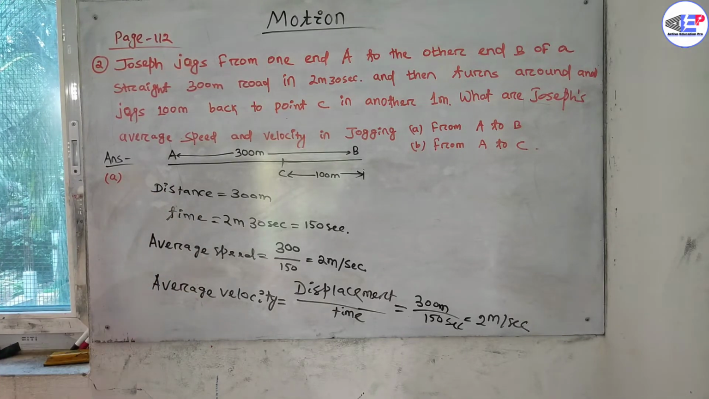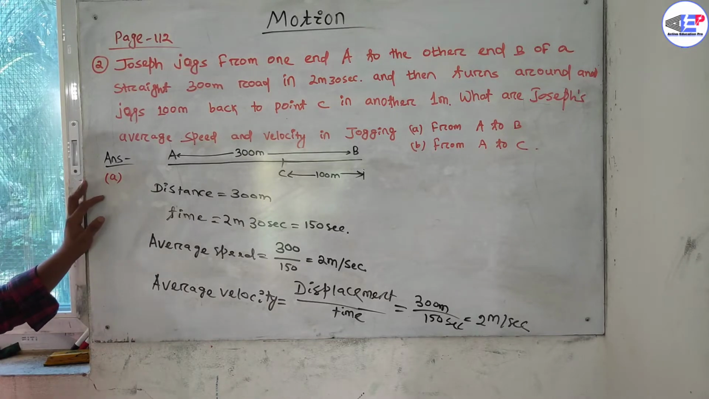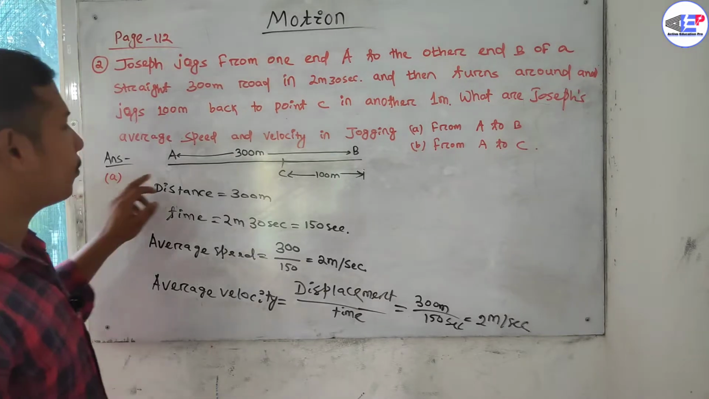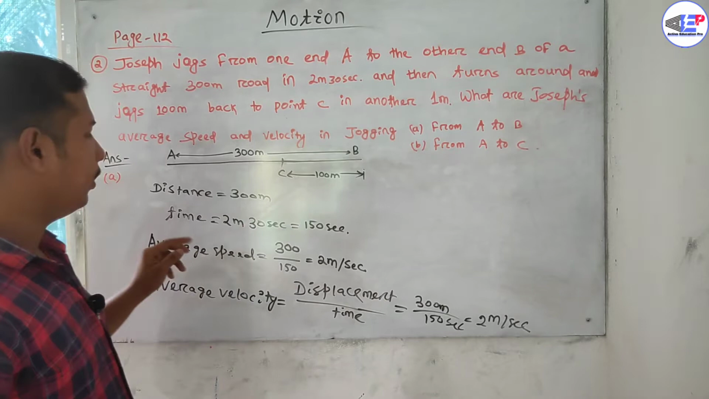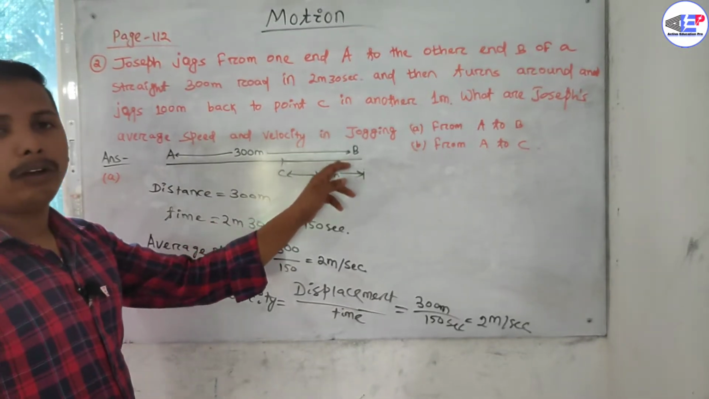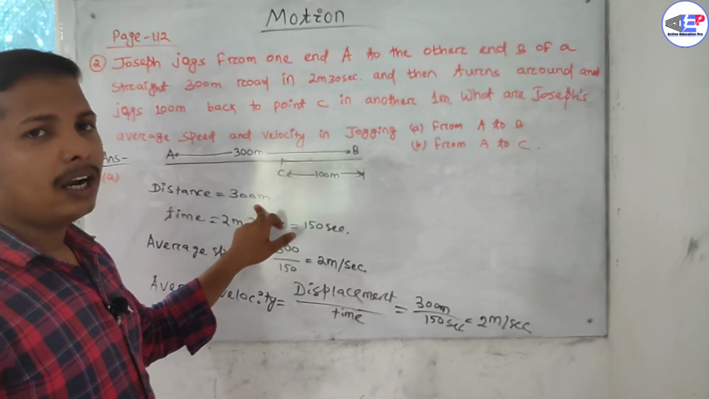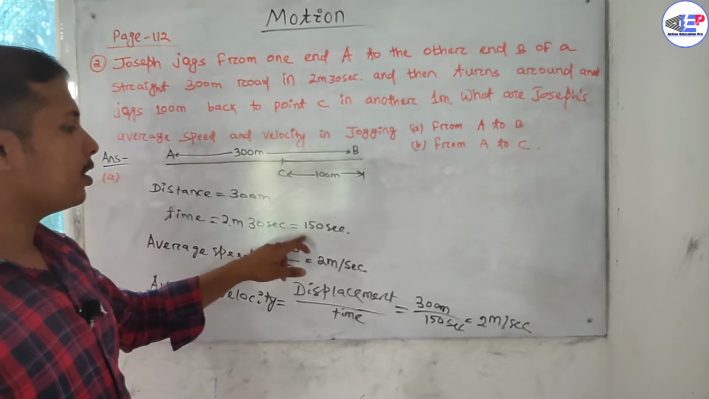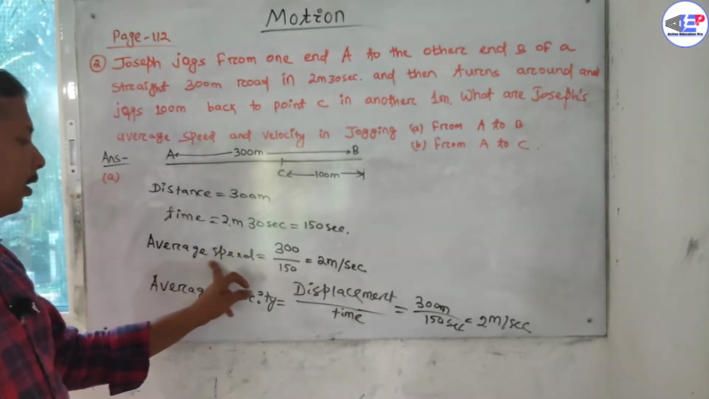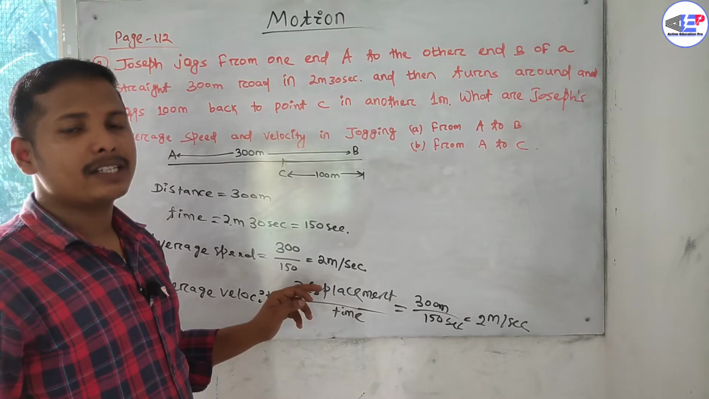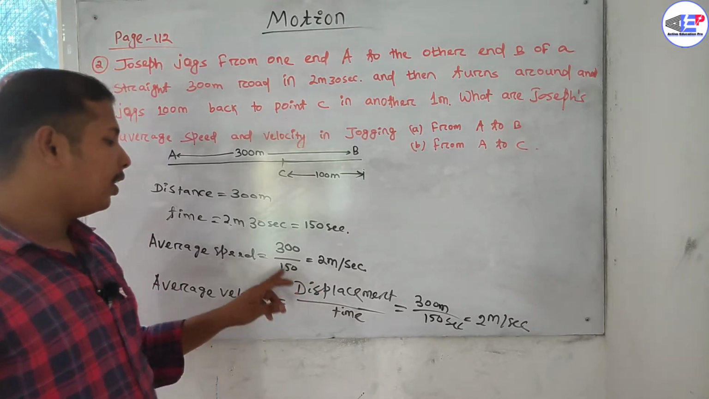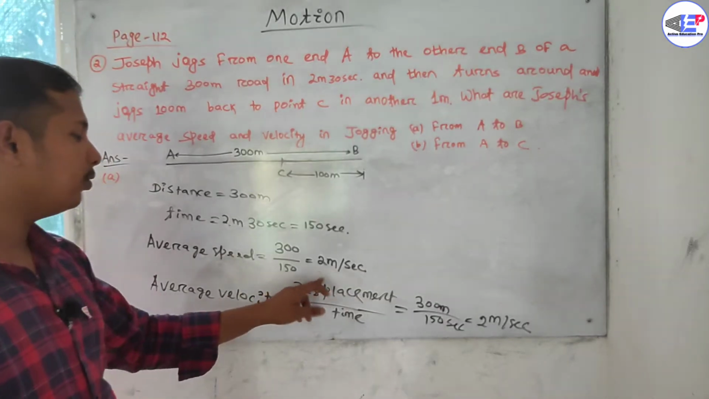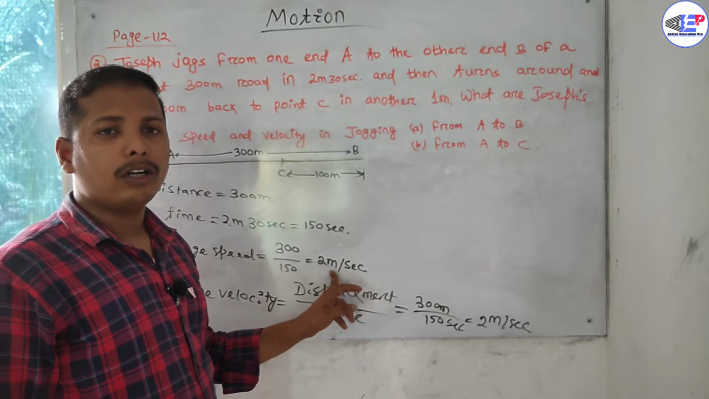I am repeating. Here the question is that we have to find out the average speed and average velocity from point A to B. We know that the total distance from point A to B is 300 meter and the time taken by Joseph from point A to B is 2 minutes 30 seconds, which is 150 seconds. We have to find out the average speed. We know that average speed is total distance covered divided by total time. Here total distance is 300 meter and total time is 150 seconds. So average speed is equal to 2 meter per second.